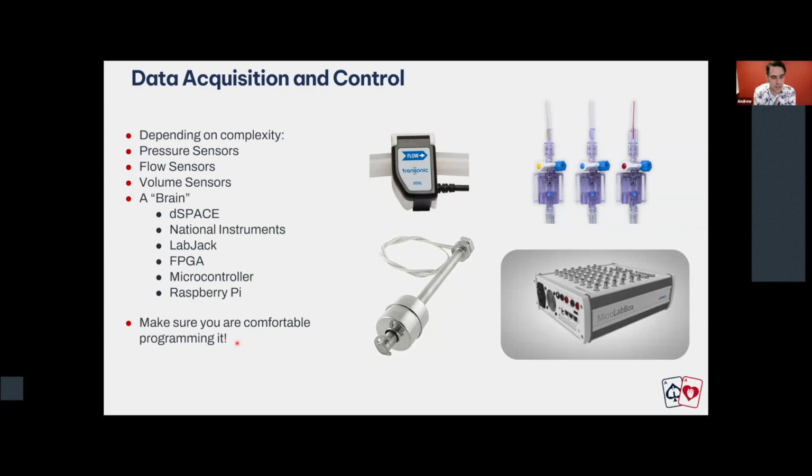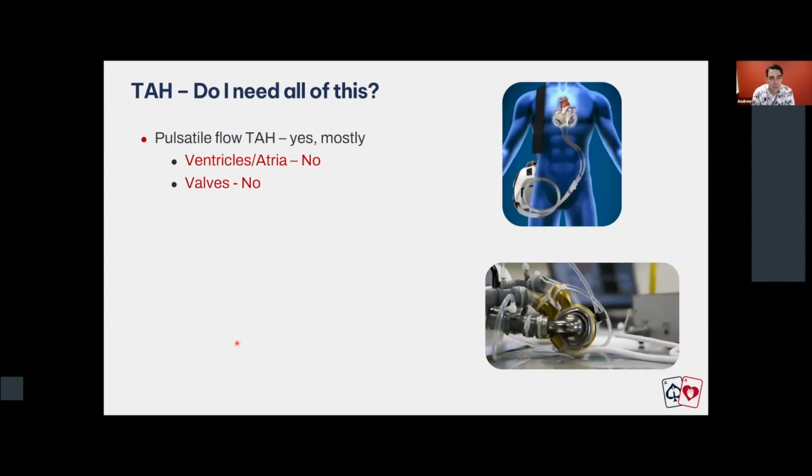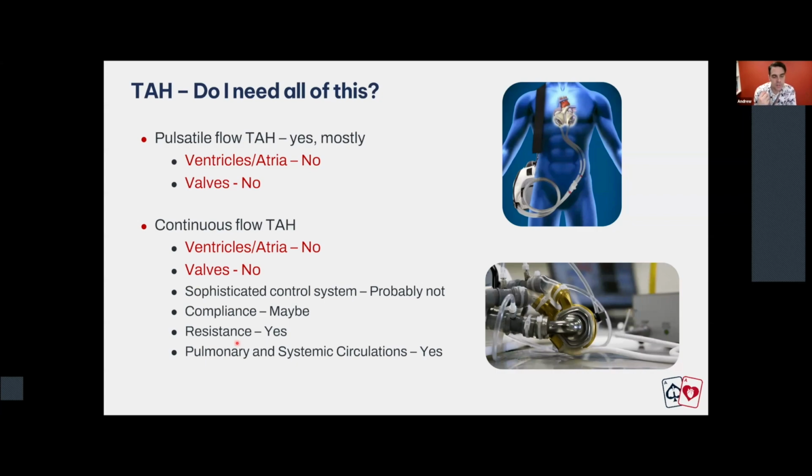Important things to consider when you're picking your data acquisition: make sure you're comfortable programming it, and make sure it's got enough resolution to read your sensors. All right, so TAH, do I need all of this if I'm developing a total artificial heart? For a pulsatile total artificial heart, yes, you'll need most of this stuff. You won't need ventricles and atria, because obviously you're going to have to take the whole heart out to put the artificial heart in. You won't need valves in your mock loop, though you may need valves in your pump itself. For continuous flow TAH, you can get away with even less.